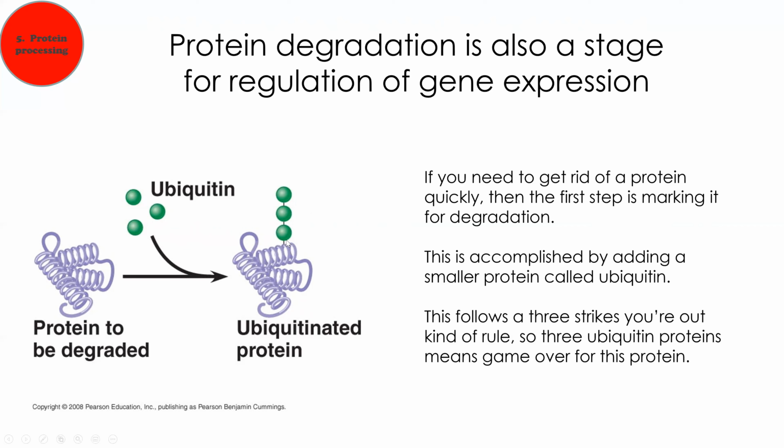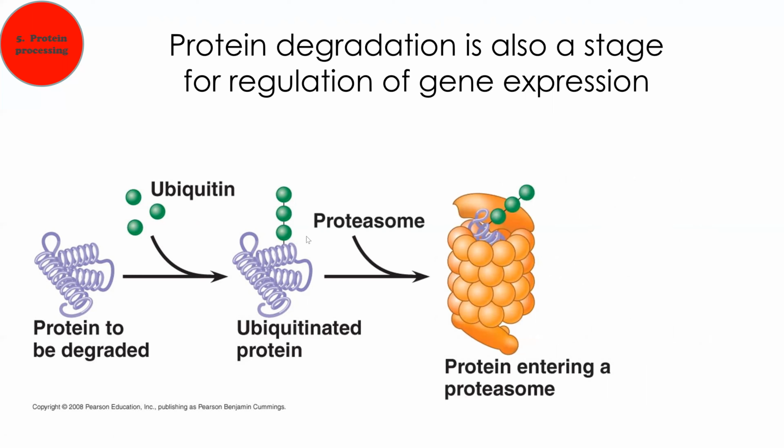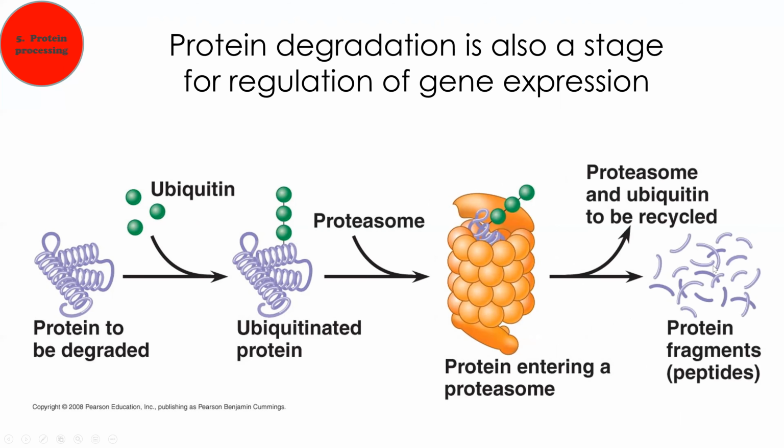Okay, so when we're ready to get rid of this protein, we just add 3 ubiquitins, and what happens next is this complex called the proteasome is basically going to eat it. So it will destroy these peptide bonds and break this up into peptide fragments. So just break up the protein into small fragments. These can be recycled. The ubiquitin can be recycled too. Go and put it on something else. The proteasome stays around. It can continue to digest and get rid of these proteins.